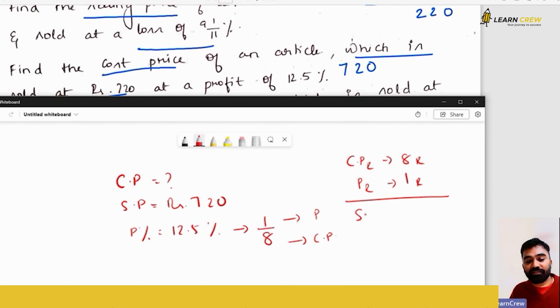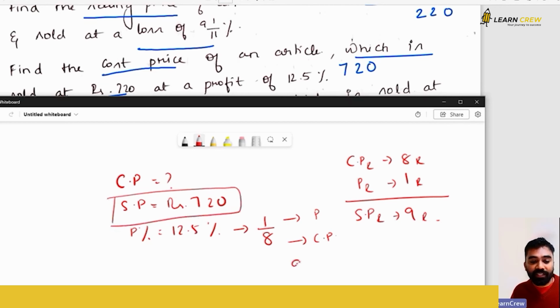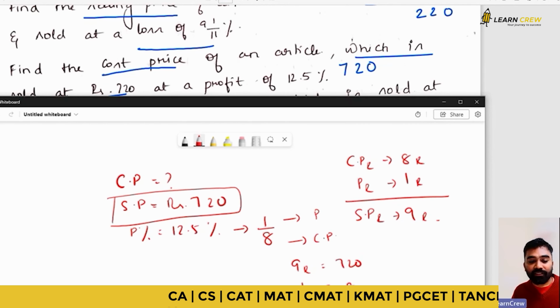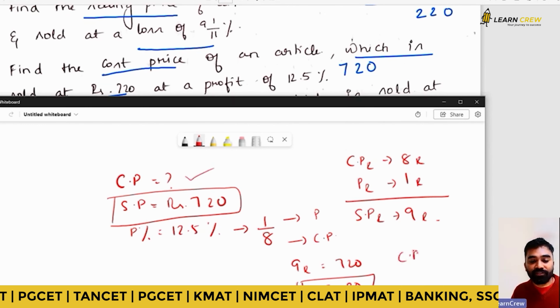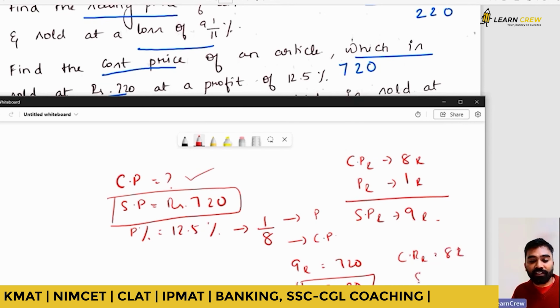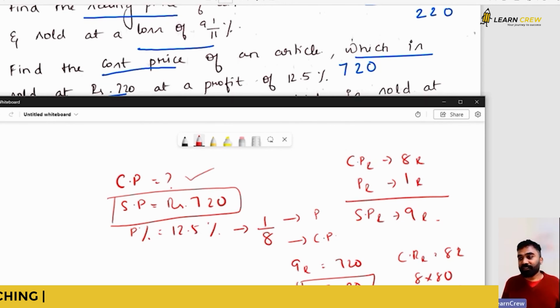What is the selling price ratio? 9R. Here, what is given to you? Selling price is given. So 9R equal to 720, or a single R equal to 80. If single R equal to 80, they have asked you to find out cost price. So CP ratio is 8R. So 8 into 80 becomes 640. This becomes your cost price. Fine. Clear? Crystal clear for everyone? Any problem of this type can be solved? Okay.